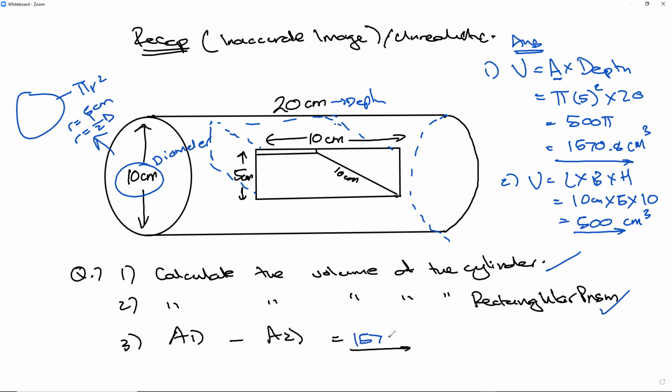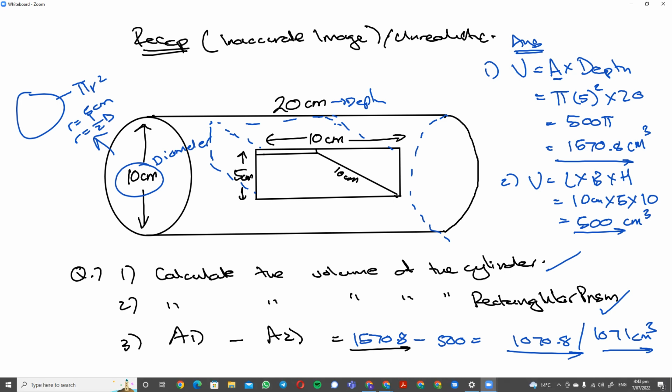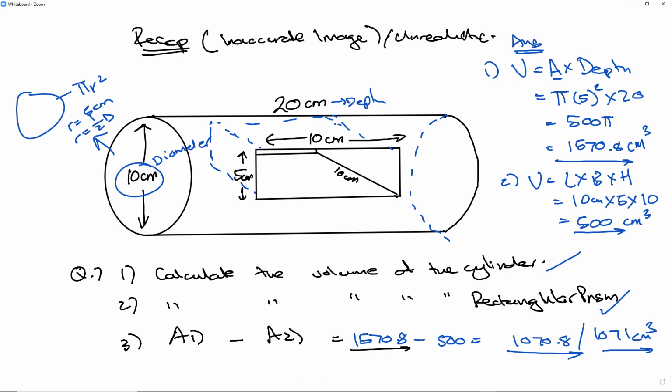Let's take 1570.8 minus 500, and that's equal to 1070.8. We could maybe round it to one decimal place, or if you round it to a whole number, you could have written that as well. And that's going to be centimeters cubed, which is more or less what I was looking for. If you got question 1 and 2, well done. If you got close to it or similar as well.